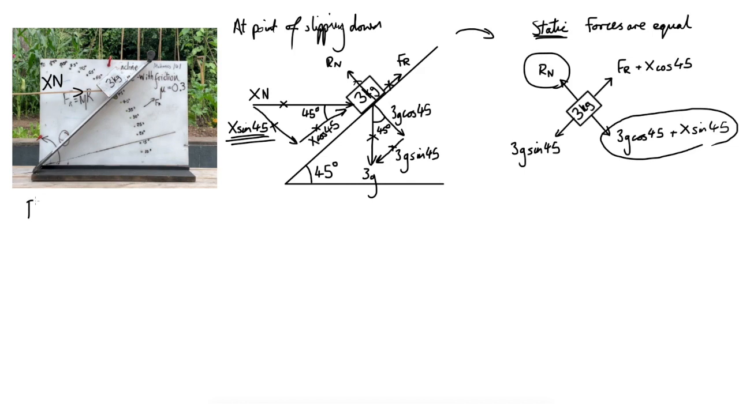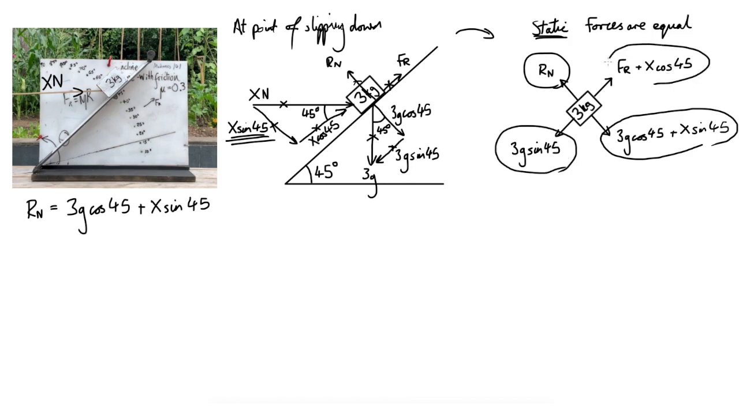So I'll draw that down here. So Rn equals 3G cos 45 plus X sine 45. Essentially what I'm saying is the weight into the plane plus this extra component from this X force for creating this reaction normal. And then I'm going to equate 3G sine 45 and FR plus X cos 45.